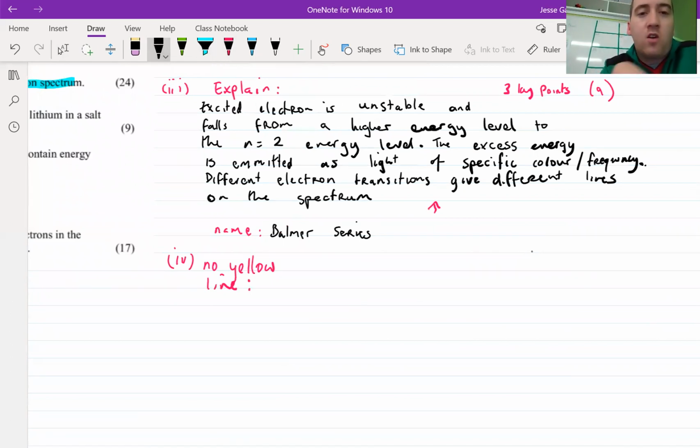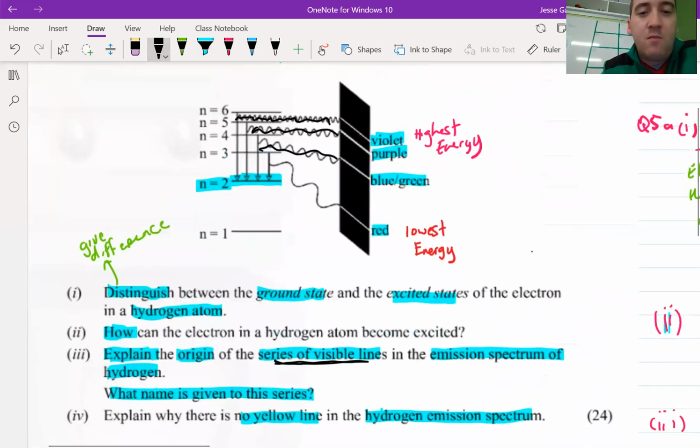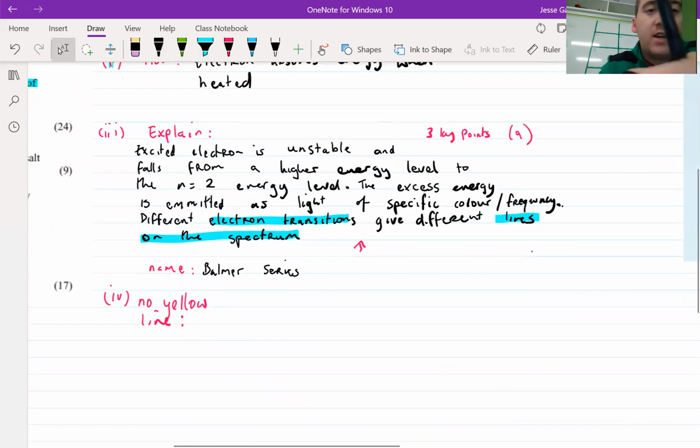Okay, well, what did we learn? We learned in the previous question that different electron transitions give different lines on the spectrum. So if there's no yellow line, then there must be no corresponding electron transition to give you the yellow line. There's no difference in energy in the hydrogen atom where an electron falls and will give out yellow light. So that transition just doesn't exist in a hydrogen atom. It might in another atom, but not in hydrogen.